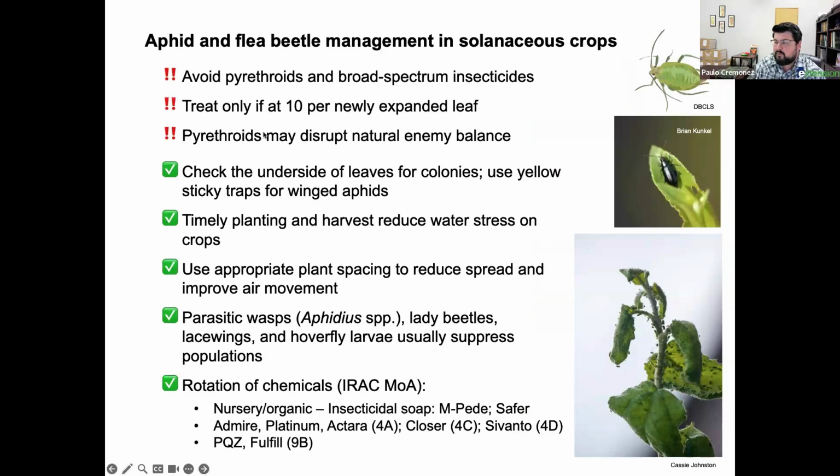And again, pyrethroids will disrupt the natural enemy balance that will happen. Aphids are extremely attracted to parasitic wasps and ladybugs. So to use pyrethroids is extremely not recommended. Again, like micropests, sucking mouth part insects, check the underside of leaves to see the colonies.